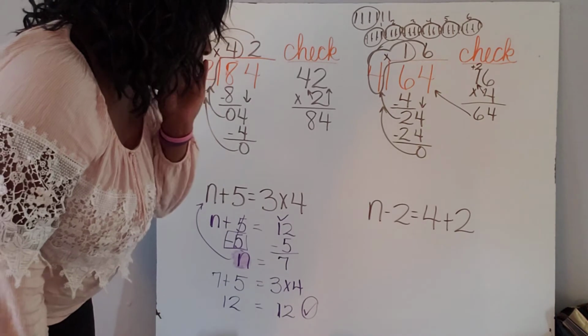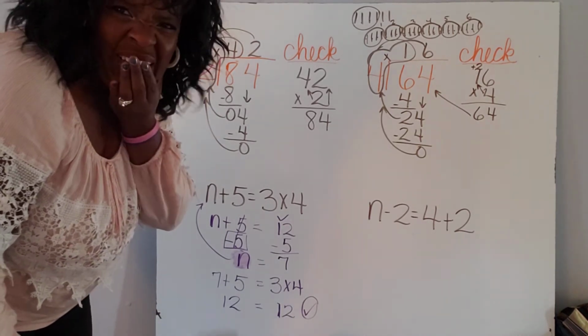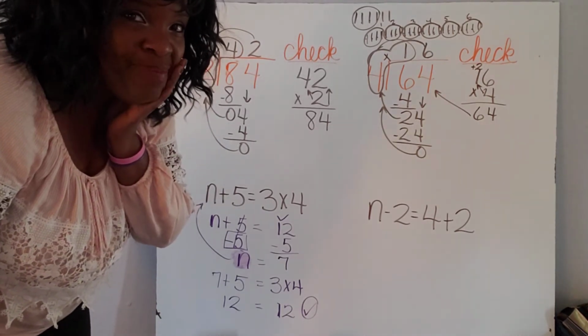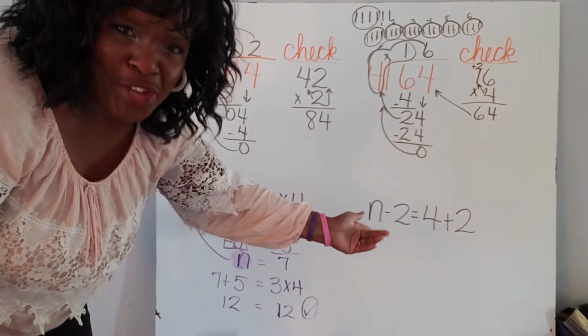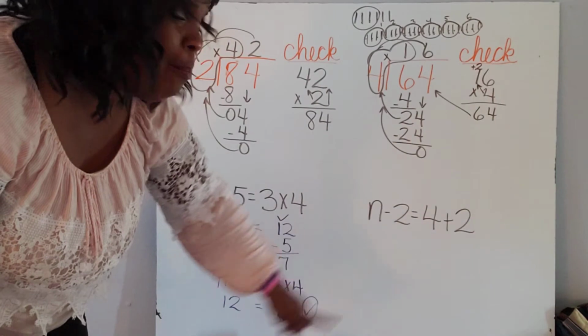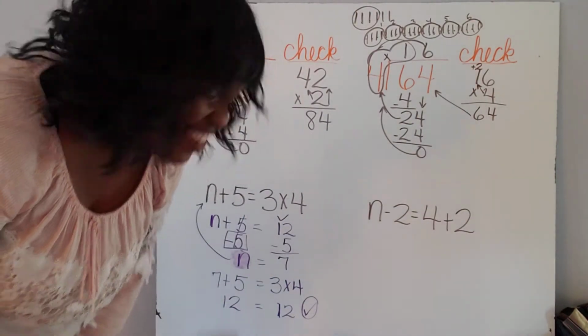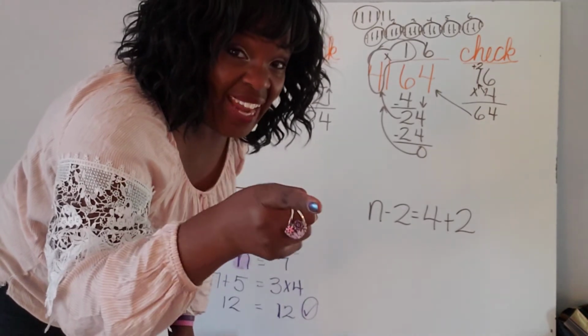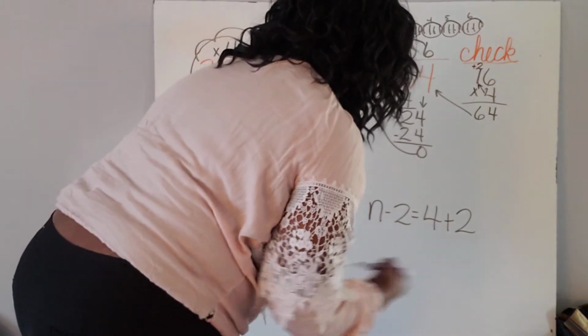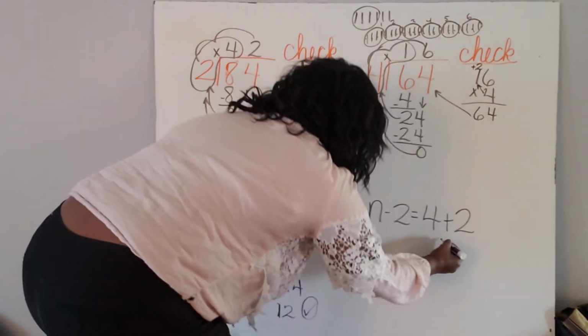When I look at n minus 2 equals 4 plus 2, Ms. Monroe, I don't know how to do that. Some of it you do. Oh yeah, I know how to add 4 plus 2. That's easy. I can do that part. Well, then that's the part that you do. So do what you know. Solve the known side, the side that you know. 4 plus 2 equals 6.